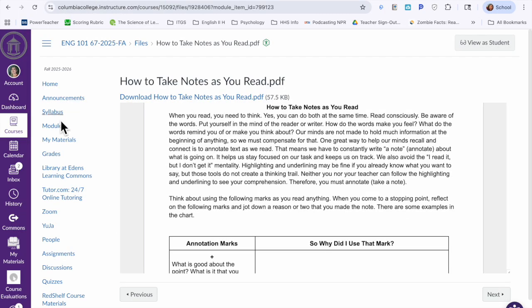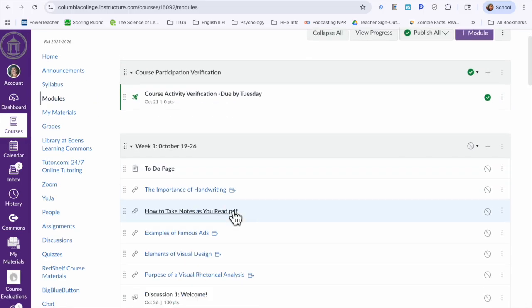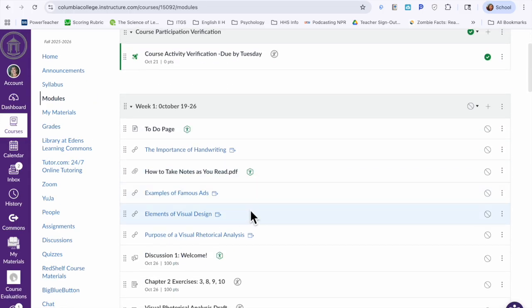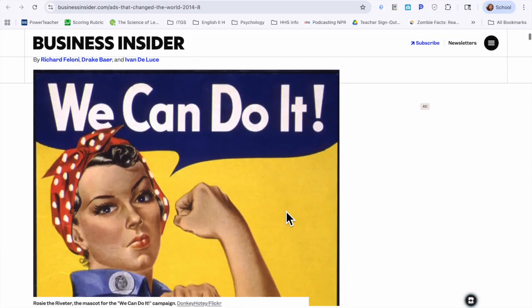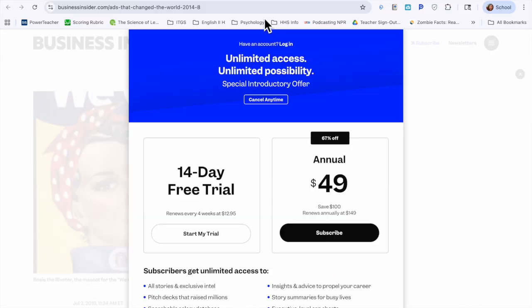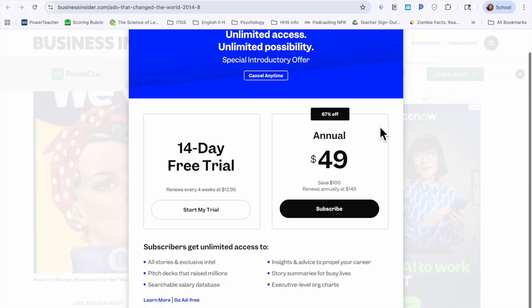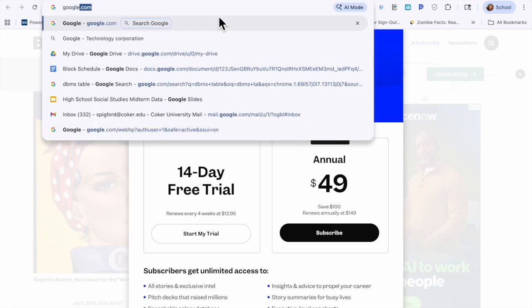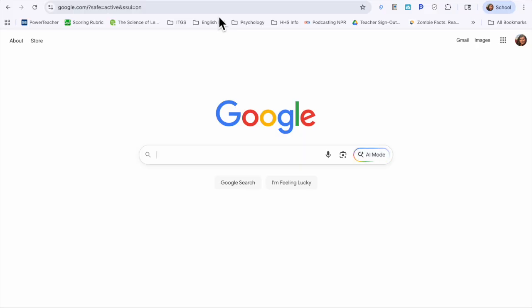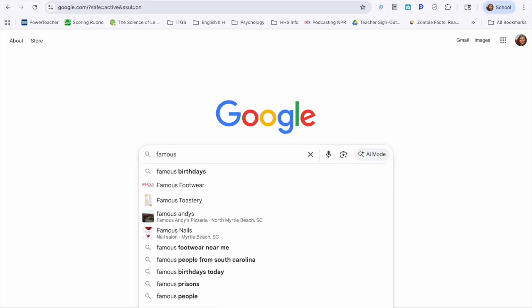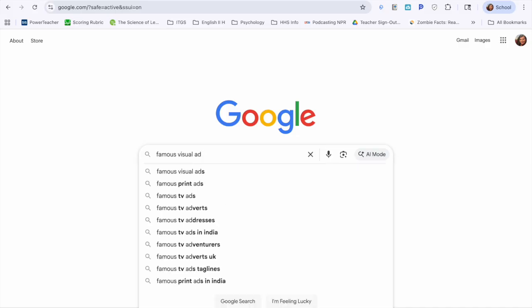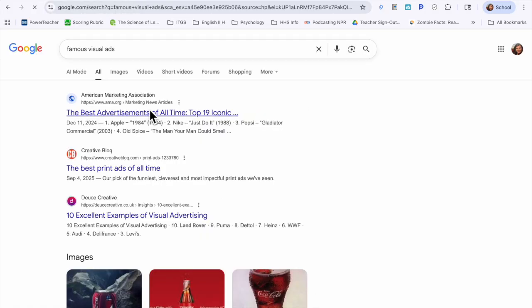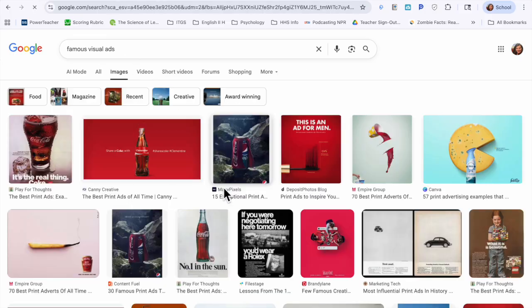So I also have links in the module that show you a few examples of things. So, one, these are examples of famous ads. So if you don't have an ad in mind and you'd rather pick one up, I don't know why that popped up. That's sad. I'll go back and change that link. Well, we can just go to Google here. And let's see, famous visual ads. Search, let me do images.